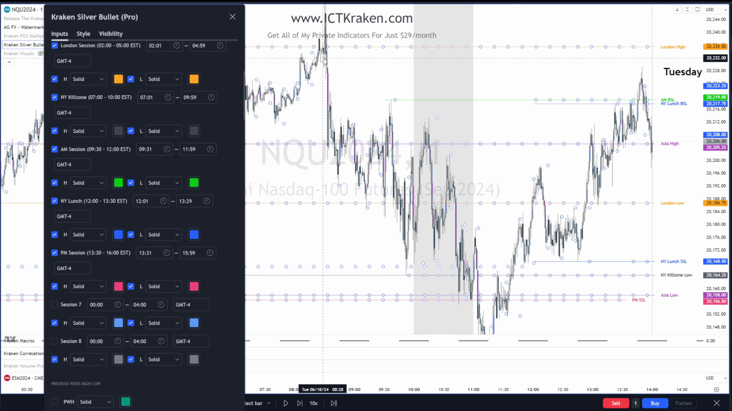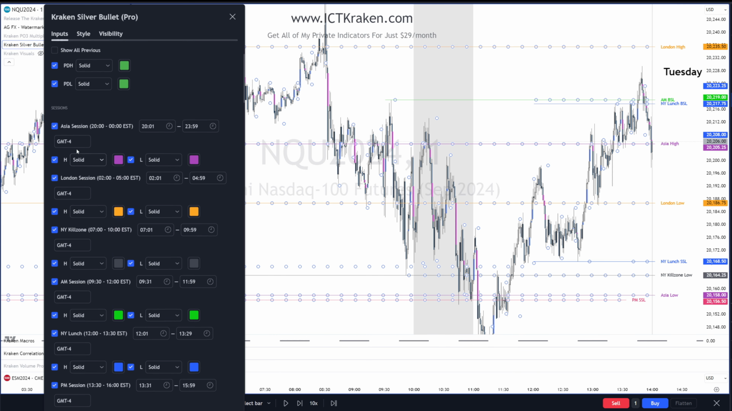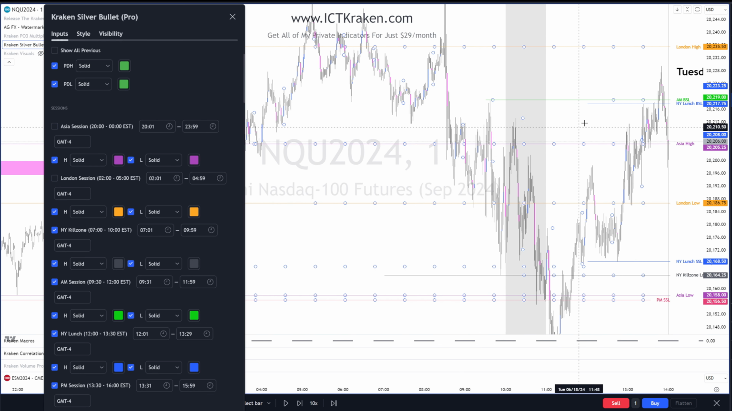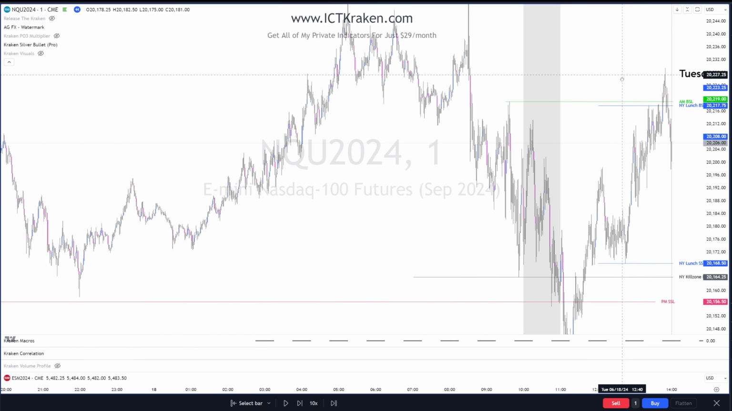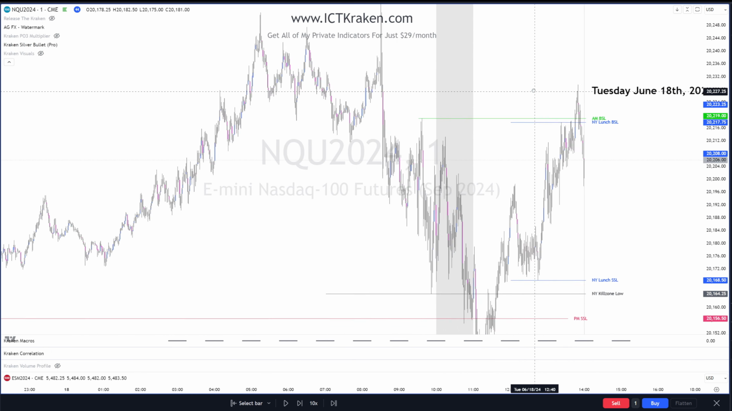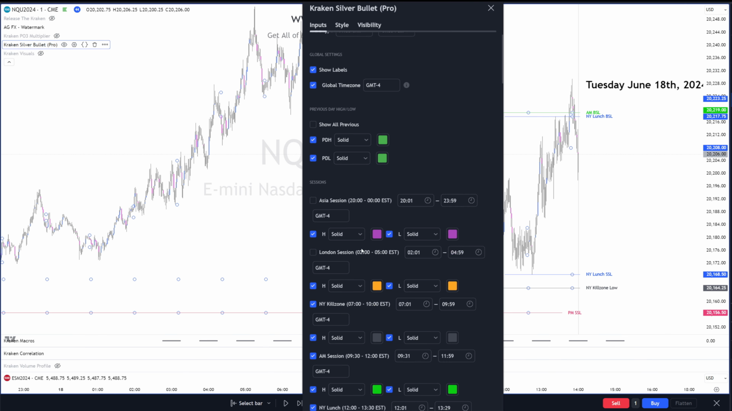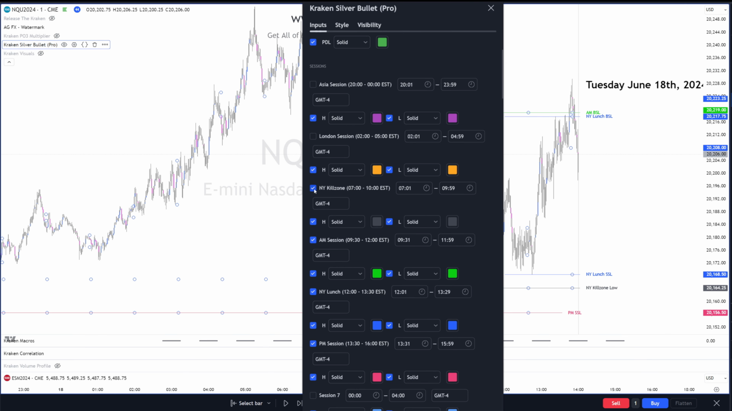London has been taken, Asia high and low has been taken, London low. Okay, so we can take off this, we can take off this. New York kill zone low has been taken, and the high, I believe, is way up here. Yeah, it has not been taken. So we'll turn off the kill zone.